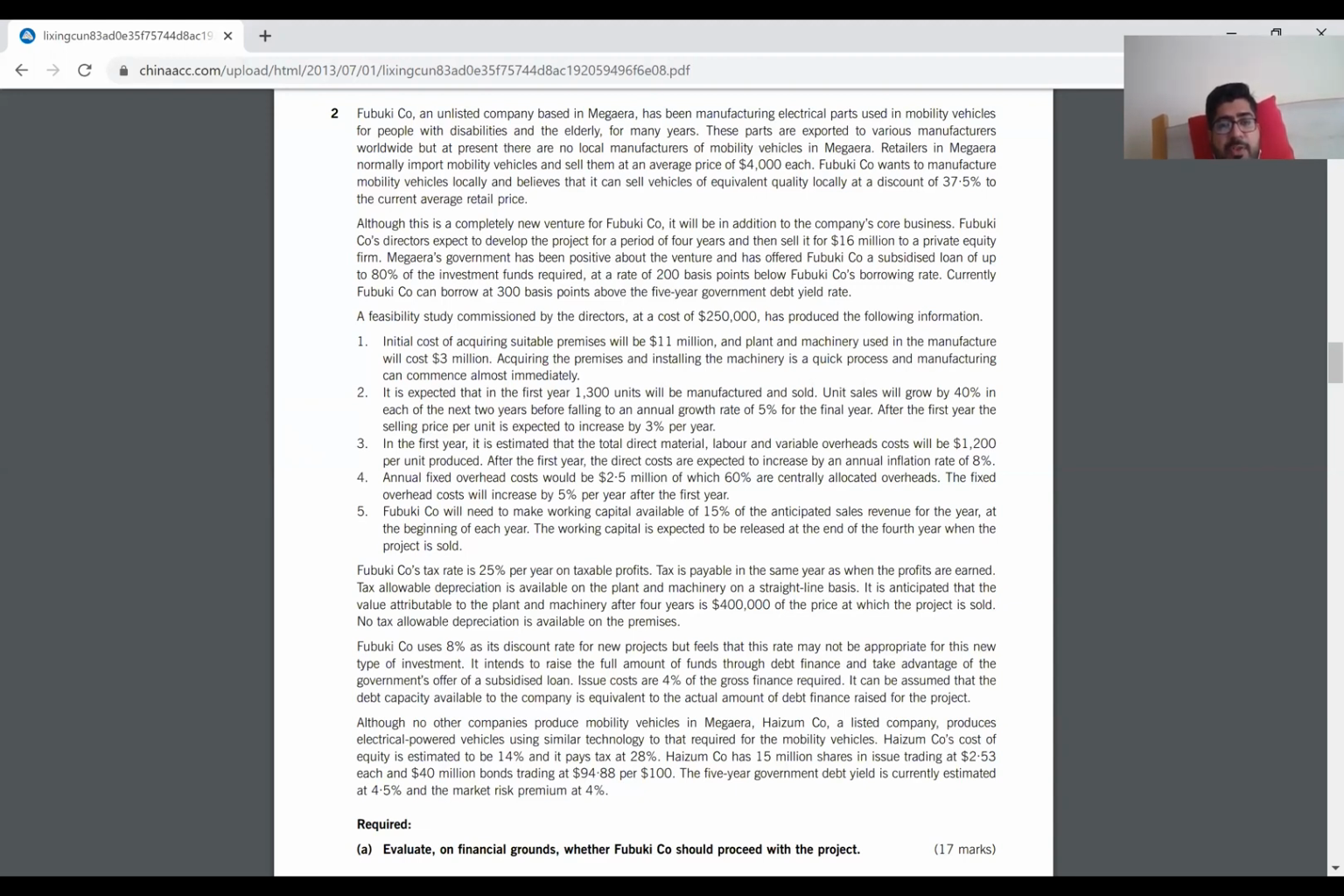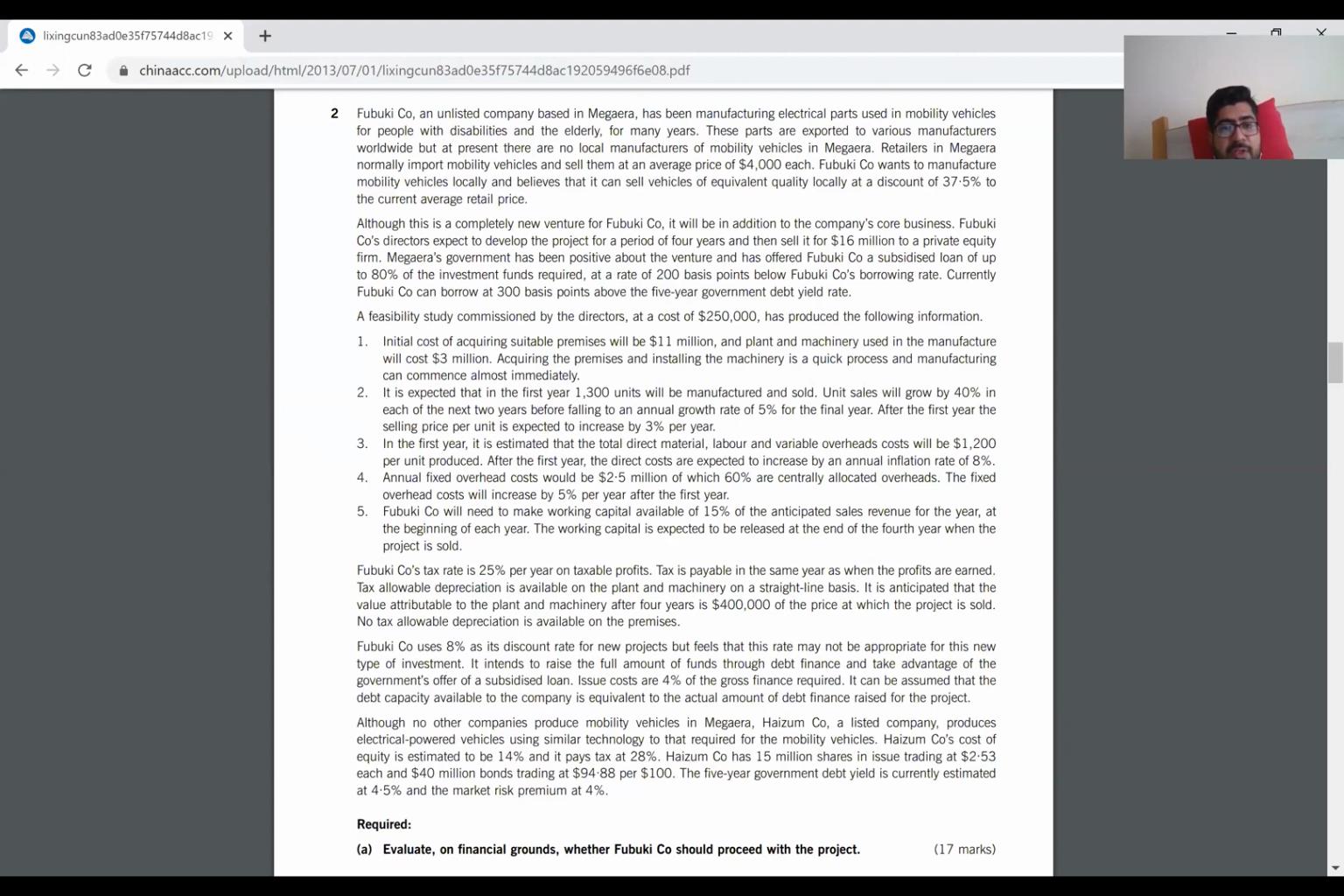Acquiring premises and installing machinery is a quick process and manufacturing can commence almost immediately. Second, it is expected that in the first year 1,300 units will be manufactured and sold. Unit sales will grow by 40% in each of the next 2 years before falling to an annual growth rate of 5% for the final year. After the first year, the selling price is expected to increase by 3% per year.